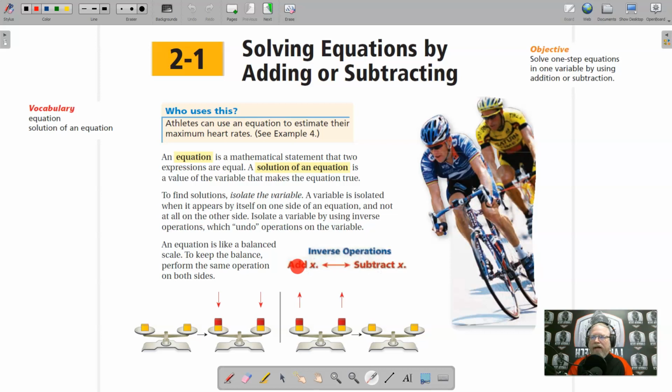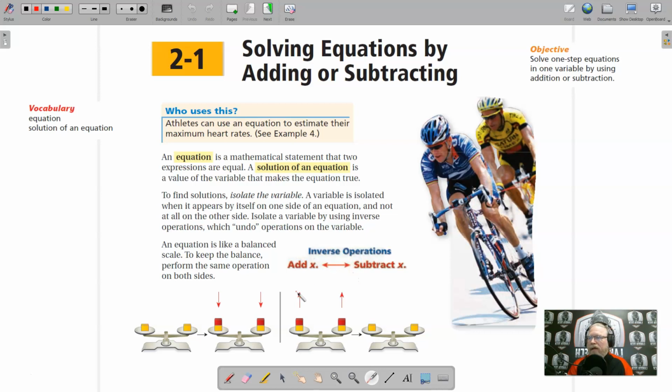If we're adding something to x, we can get rid of it by subtracting that value from x. Or if we're subtracting something from x, then we can add to it. So addition and subtraction are inverse operations, and in the next lesson we'll see where multiplication and division are inverse operations as well.